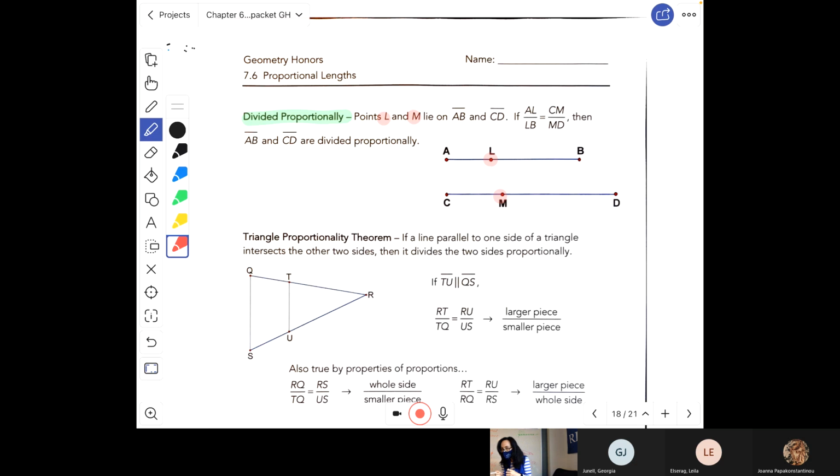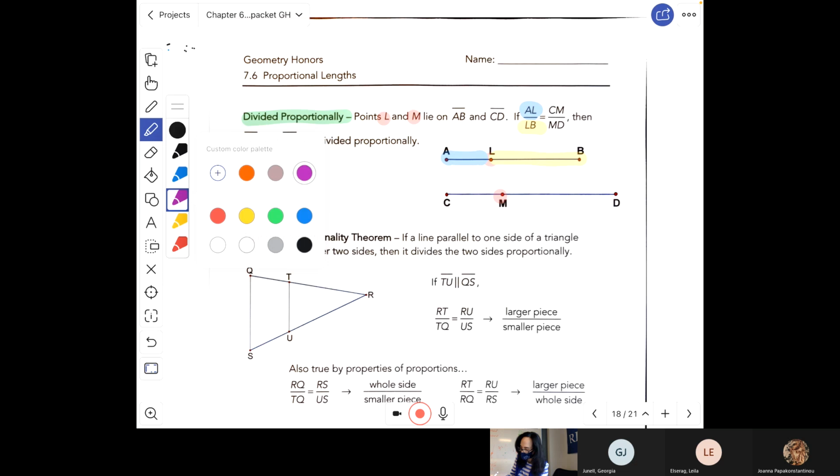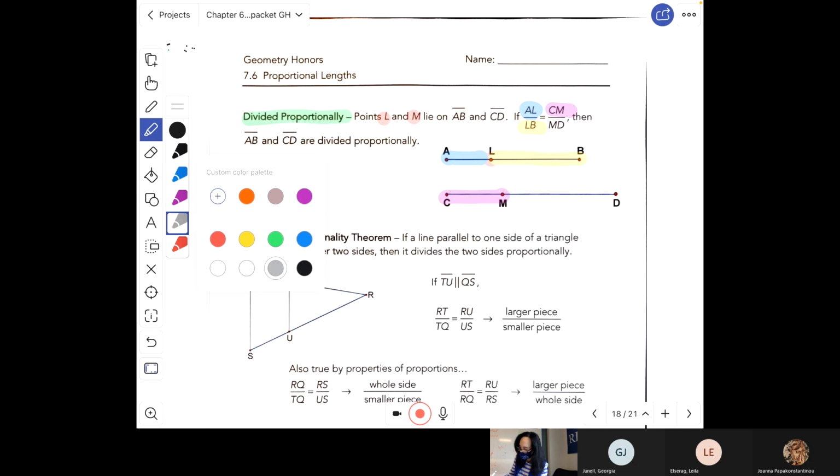If I have the proportion AL over LB, so that's on one line segment, equals CM over MD, then those two line segments have divided proportionality.